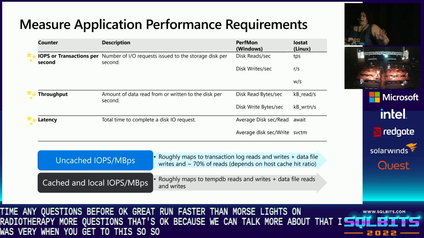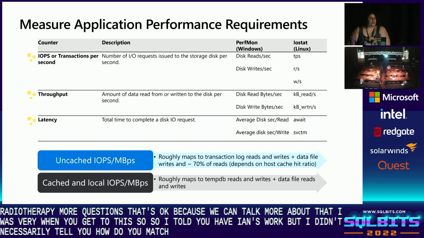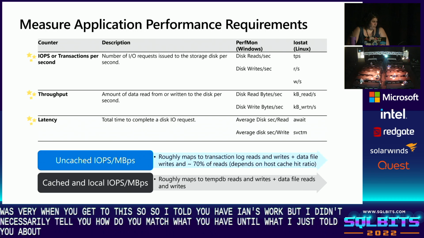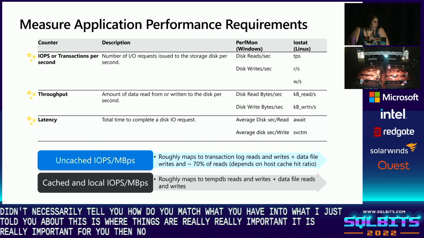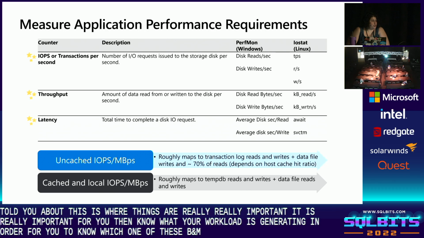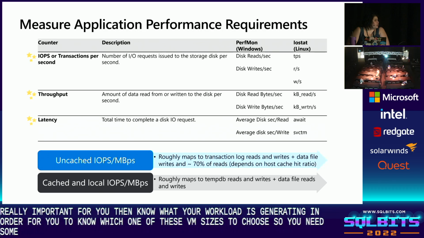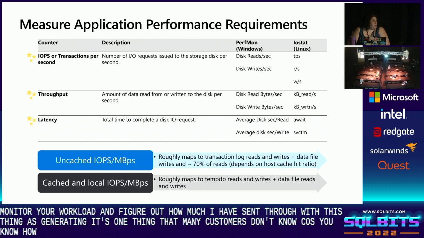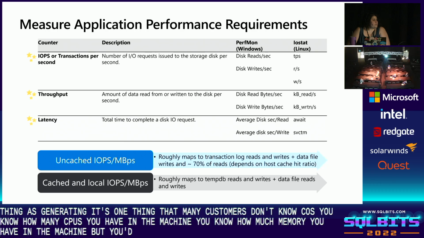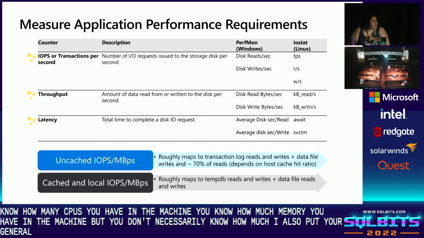So I told you how the VMs work, but I didn't necessarily tell you how do you match what you have into what I just told you about. This is where things are really, really important. It is really important for you to know what your workload is generating in order for you to know which one of these VM sizes to choose. So you need to monitor your workload and figure out how much IOPS and throughput this thing is generating. It's one thing that many customers don't know, because you know how many CPUs you have in the machine, you know how much memory you have in the machine, but you don't necessarily know how much I/O throughput you're generating unless you look at it through perfmon.